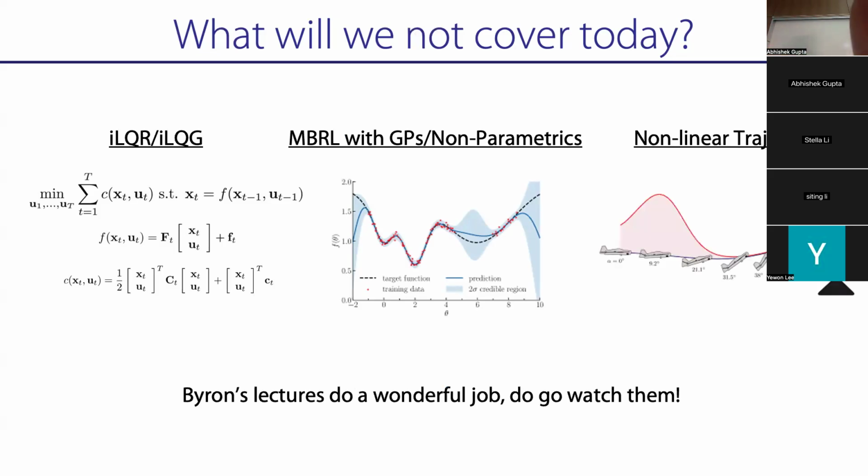We won't talk about nonlinear trajectory optimization, which is basically the version of this where you know the model and you know gradients to the model, but it's nonlinear. And we won't cover shallower classes of models. We'll mostly cover models as neural nets. We won't cover GPs and other non-parametric methods. They're all great. They all have their benefits. That's just not what we're going to cover today. Go look at Byron's lectures. They're great.